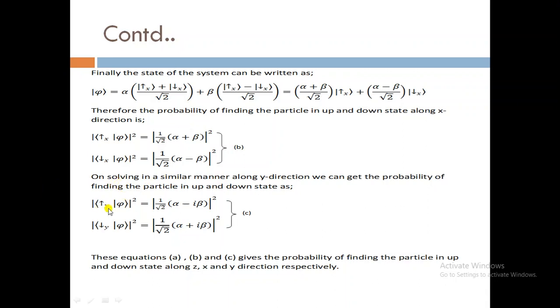This is ⟨↑y|ψ⟩, meaning the component of the spin up state along the y direction, and this will represent the probability, equal to |(α − iβ)/√2|². Likewise, the probability of the spin down state along the y direction equals |(α + iβ)/√2|², okay.